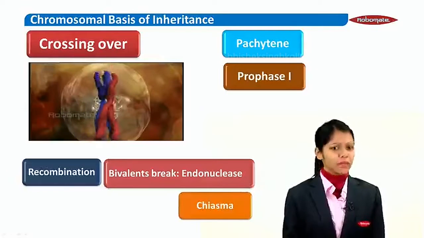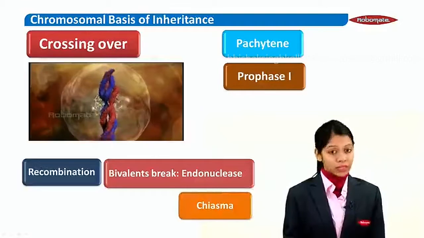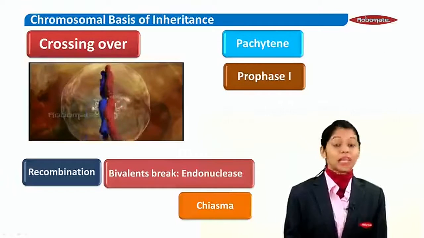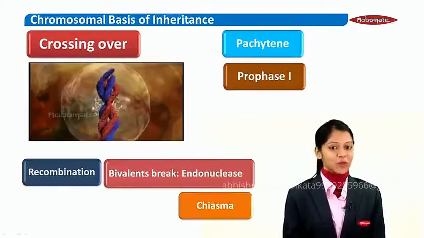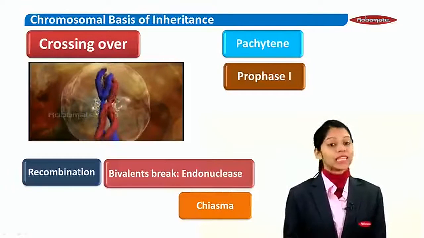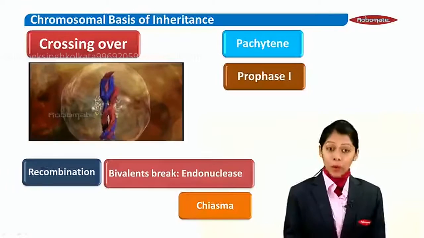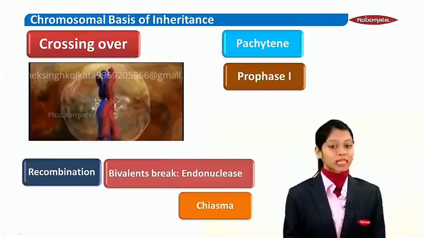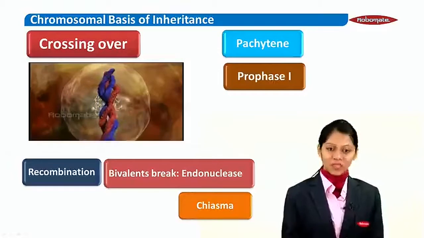So there are three events that are taking place. The first event is they come close together and exchange the genetic segments, that is recombination. The point at which they are attached is broken due to the enzyme endonuclease, and the point at which they were attached is known as chiasma, also known as chiasmata.